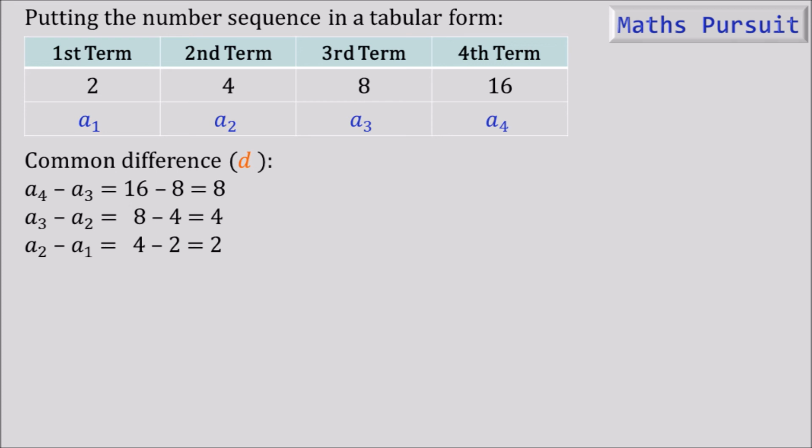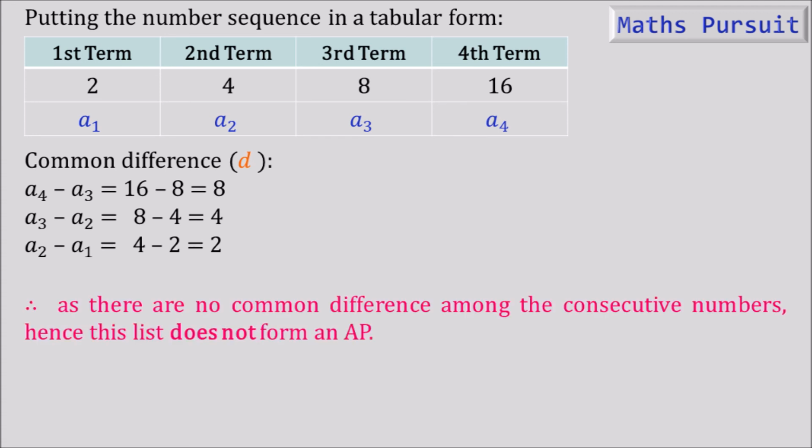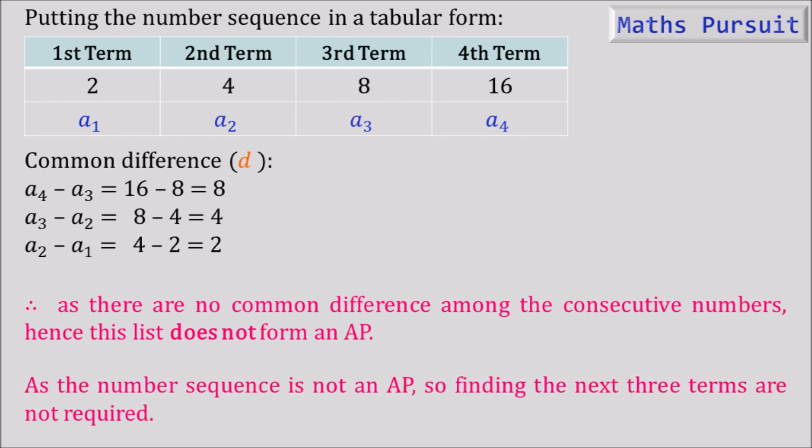Guys, we could see that the differences we are getting are 8, 4, 2. So these numbers are not consistent. Therefore, as there is no common difference among the consecutive numbers, this list does not form an arithmetic progression. As the number sequence is not an arithmetic progression, finding the next 3 terms is not required. Because the question asked us to find the next 3 terms only if the numbers formed an arithmetic progression. Hope guys you understood this calculation.